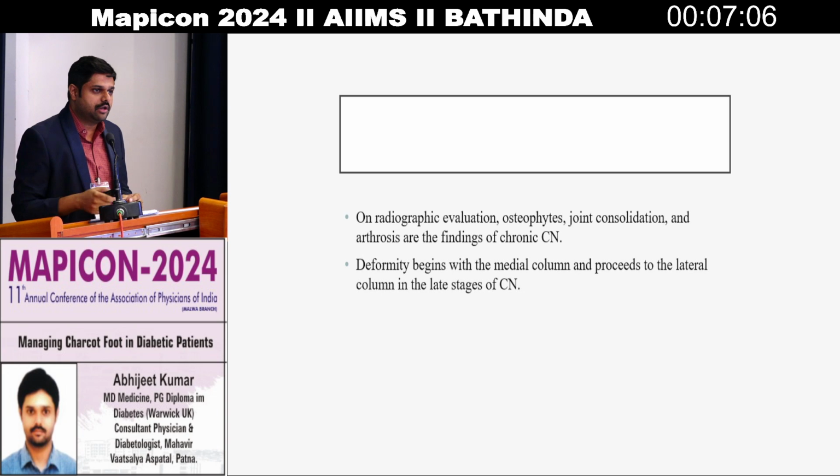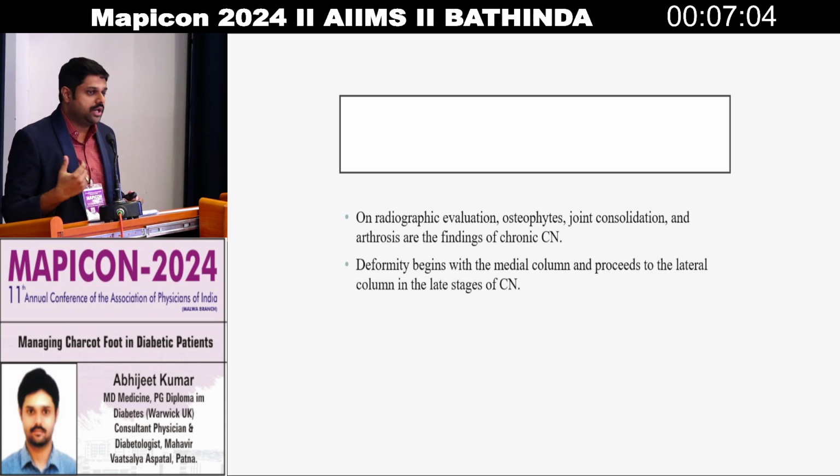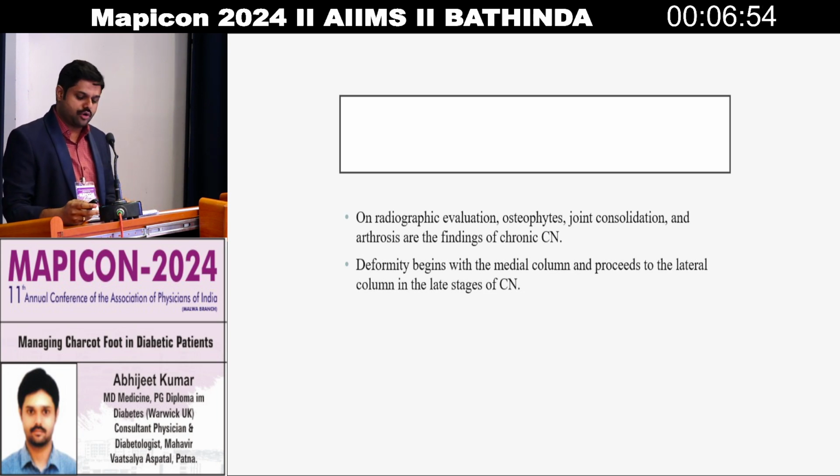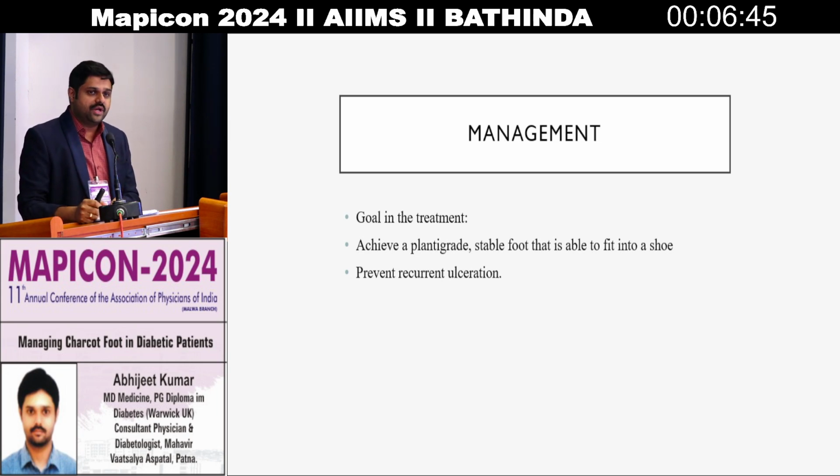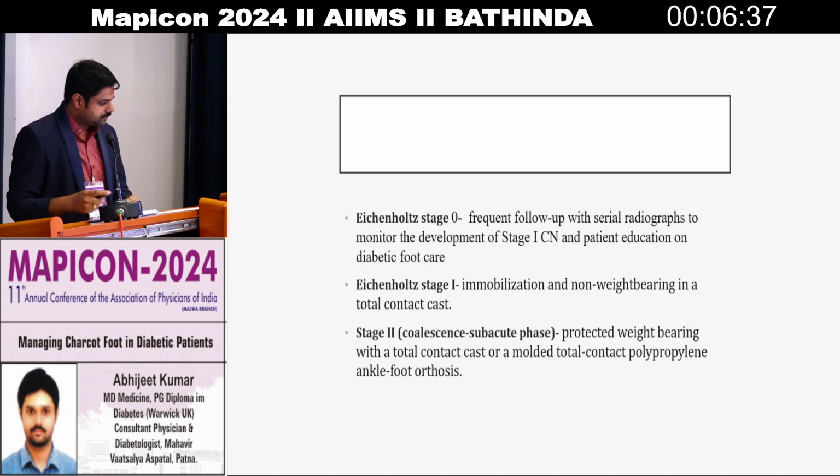So on radiographic evaluation in a patient of chronic Charcot neuropathy, you see osteophytes, joint consolidation, and arthrosis. Deformity begins with the medial column and it proceeds to the lateral column in the later stages. So how do you manage Charcot foot? The basic goal is to achieve a plantar grade foot which is stable and is able to fit into a shoe. We need to prevent recurrent ulcerations in patients of Charcot neuropathy.